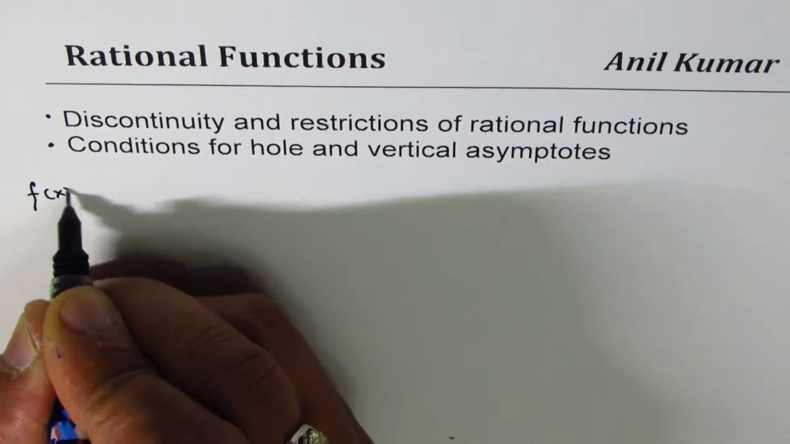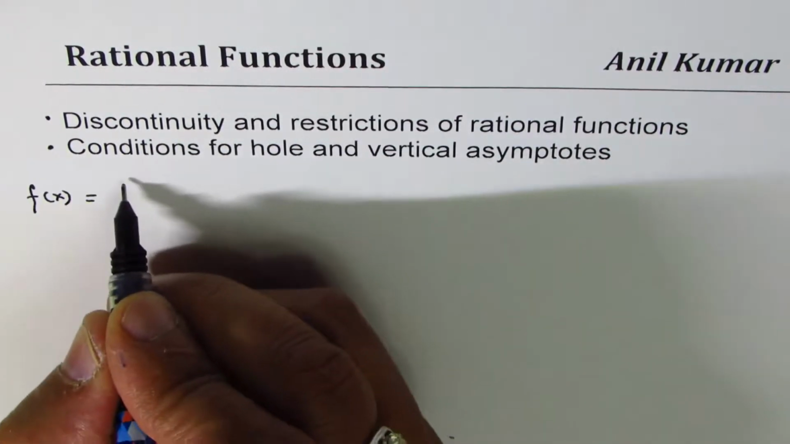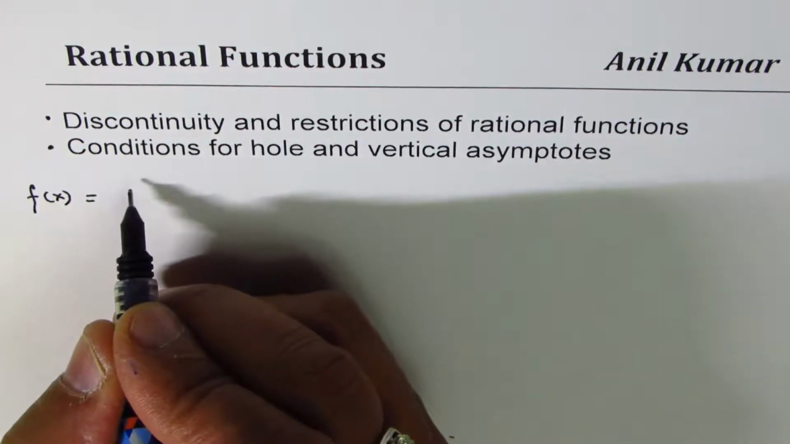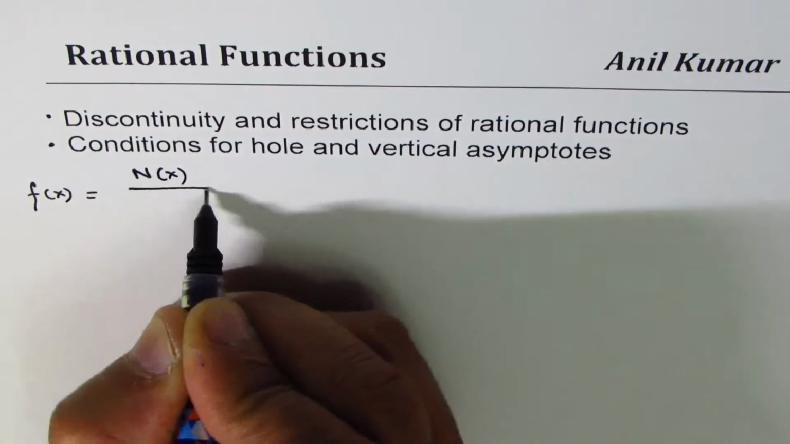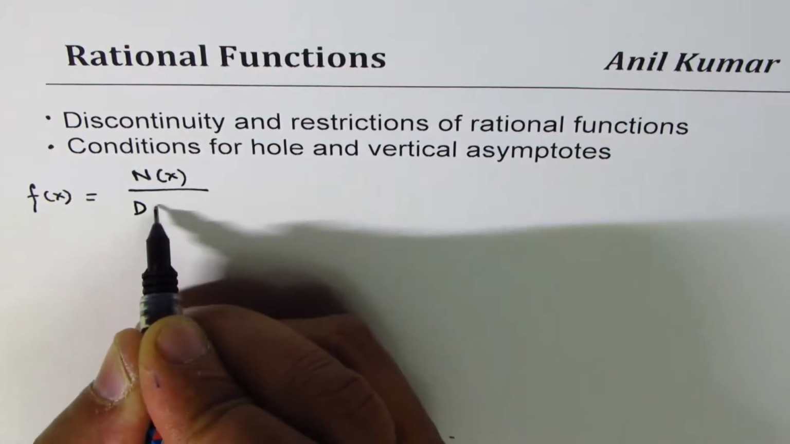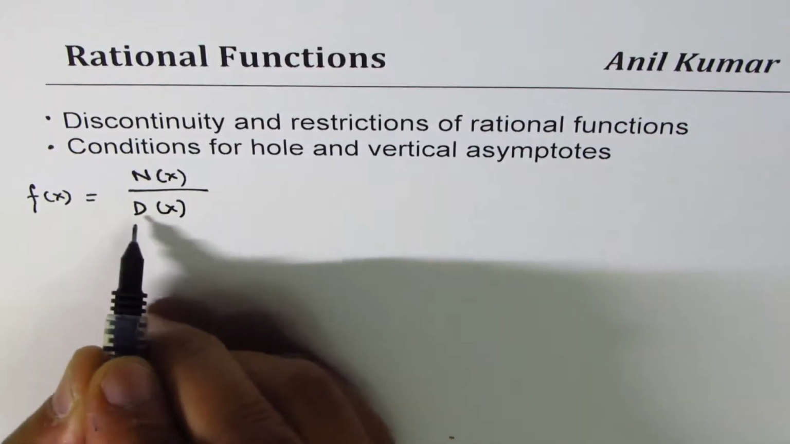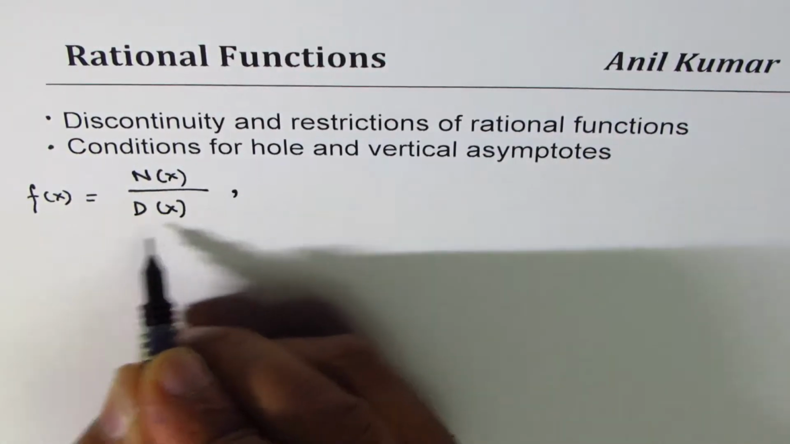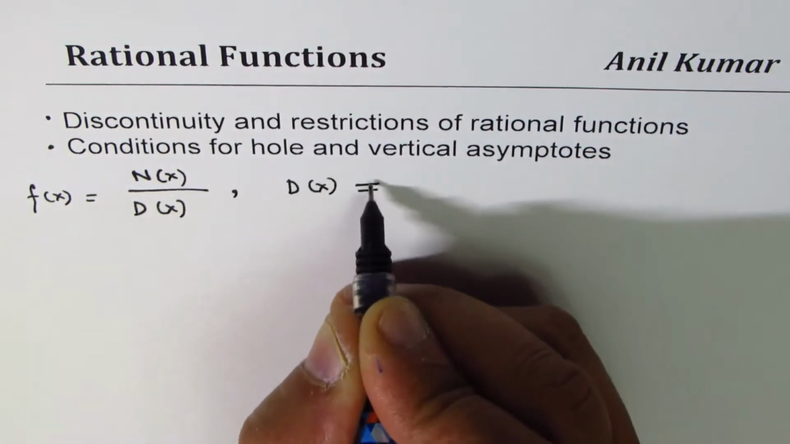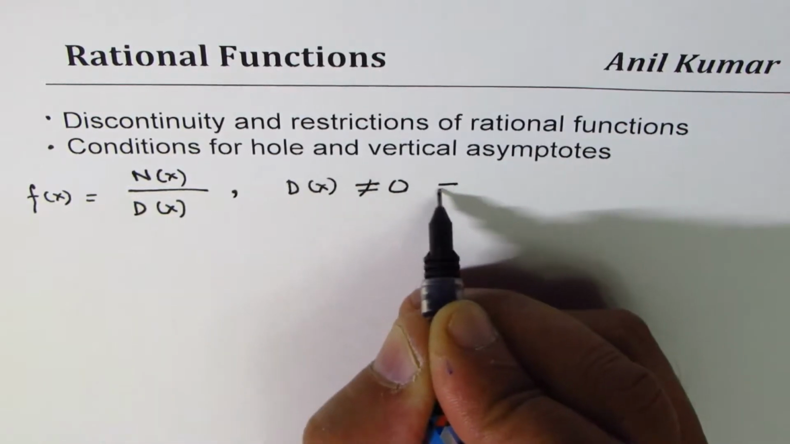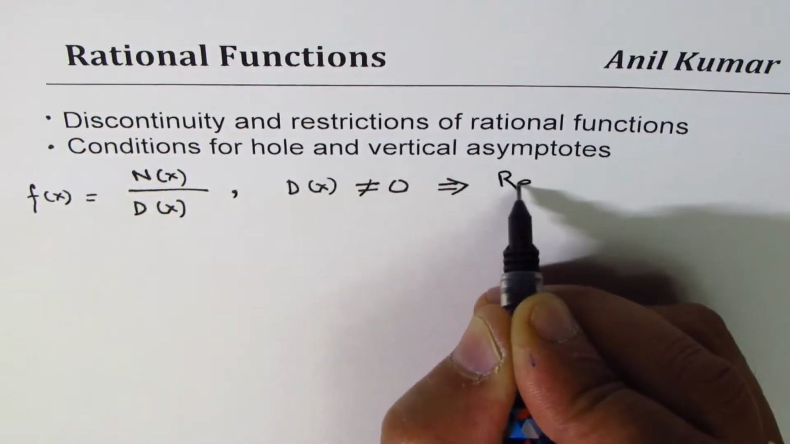Now any rational function is a ratio of some polynomial in the numerator, let's call it n of x, divided by another polynomial in the denominator. And since we cannot divide by 0, d of x not equal to 0 leads to restrictions. Do you see that? That is restrictions.